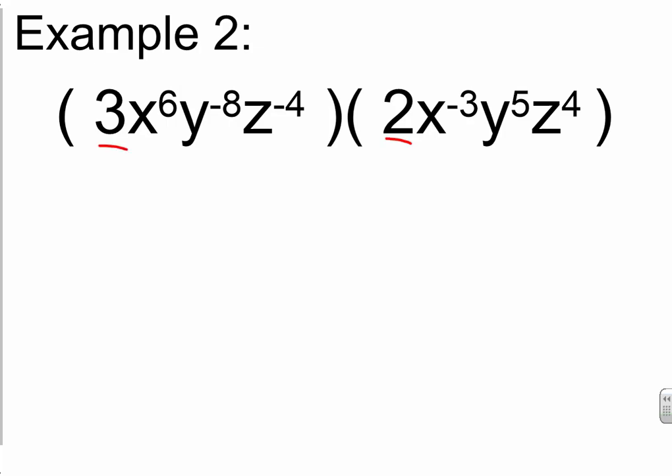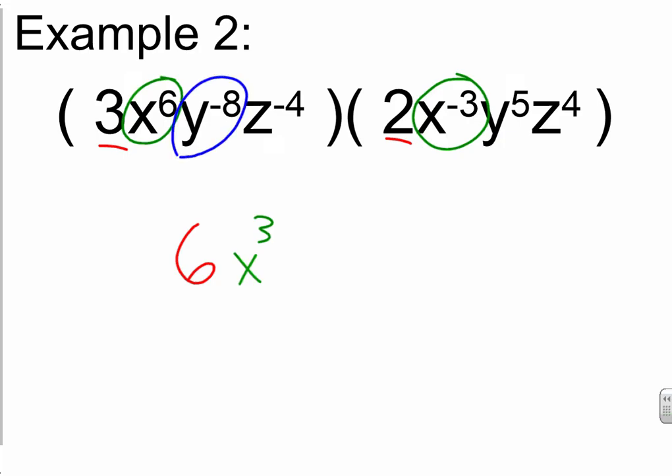First the numbers, 3 times 2 is 6. Then the x's, x to the 6 times x to the negative 3rd is x to the positive 3rd. Now my y's, y to the negative 8th times y to the 5th is y to the negative 3rd. Again, we're adding those exponents.